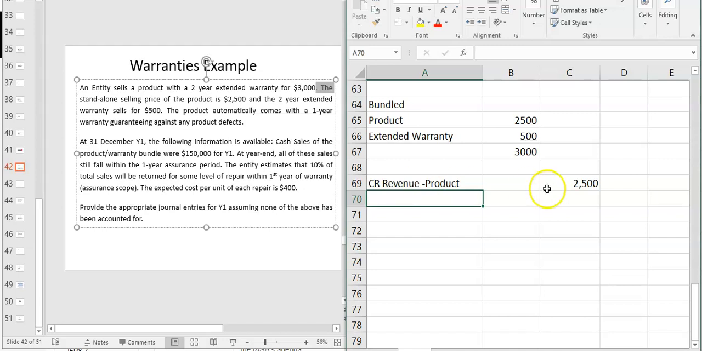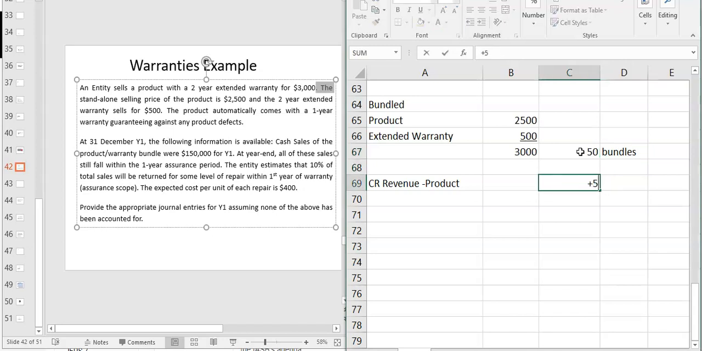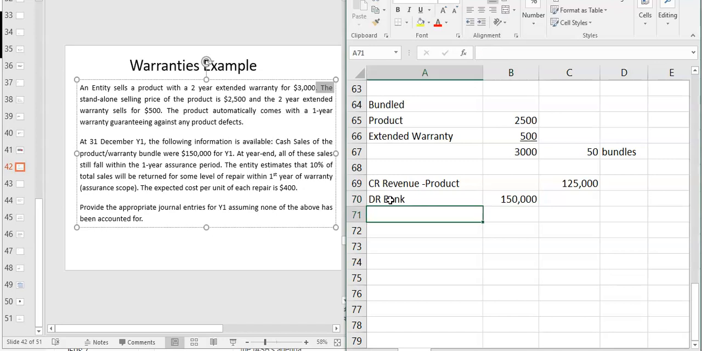Now be careful, 2.5, what I've done there, that's only for one unit. You've sold 150,000. So 150,000 divided by 3,000 is 50 contracts. Or you say 50 bundles have been sold. So in that case, it is 50 times 2.5. So you're recognizing 125,000 because that's the sales for year 1. You're going to debit bank 150 because you're told they're all for cash.